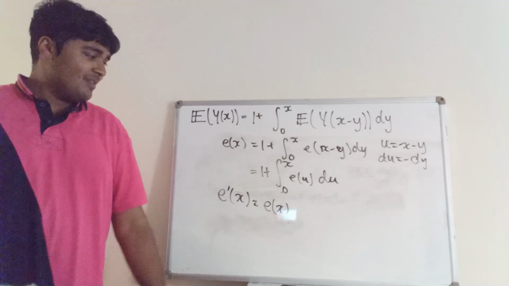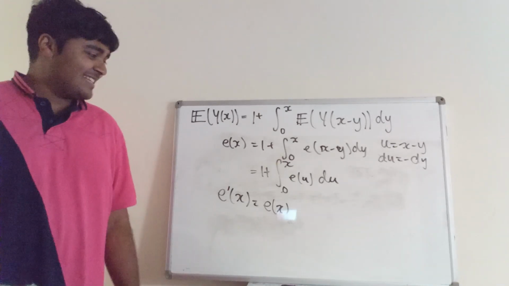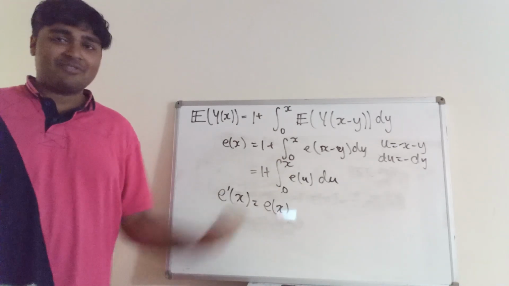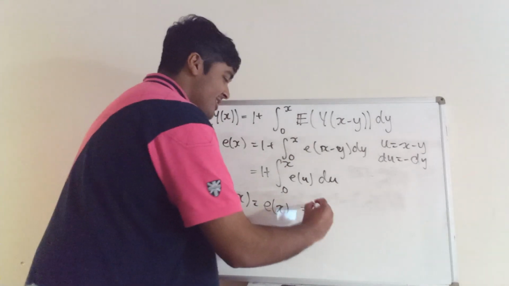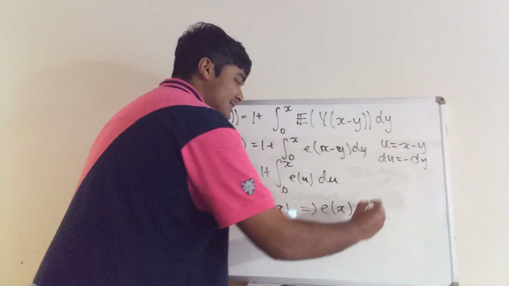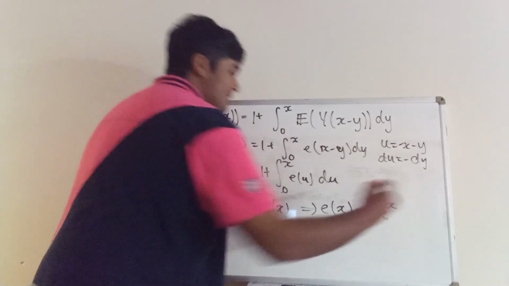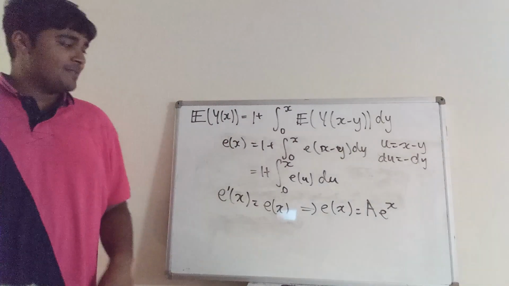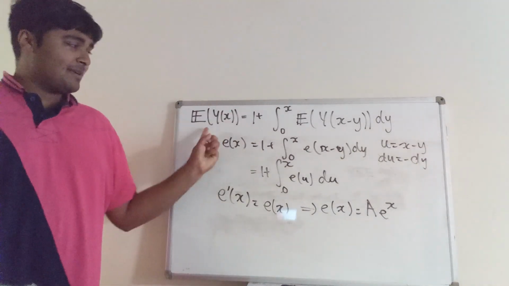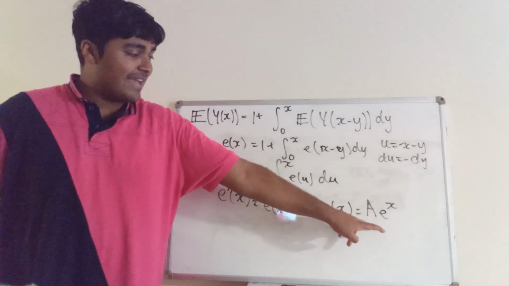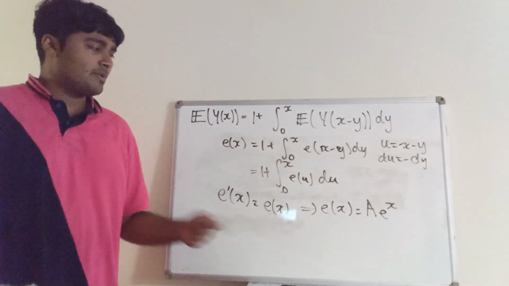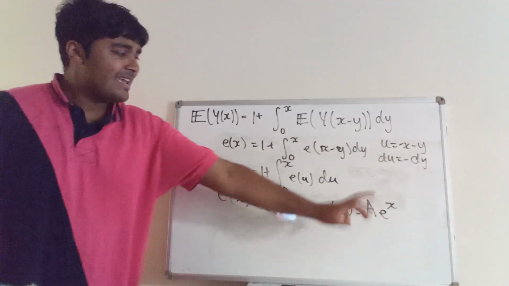What is e of x? Well, this is a very basic thing from differential equations. Hopefully you've seen it before. We just get that e of x is some constant a times e to the power of x. So e of x, which is the expected value of y of x, is some constant a times e to the x. And of course, we want to quickly work out what this constant a is.